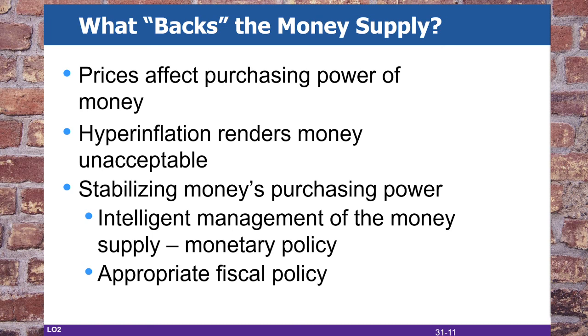Stabilizing money's purchasing power. So how do we stabilize that money? We do it through intelligent management of the money supply. Who does that? The Federal Reserve and monetary policy. And then we also need appropriate fiscal policy along with monetary policy to help the economy. So that's your little introduction into money. And now the next thing we'll move into is the Federal Reserve and monetary policy.